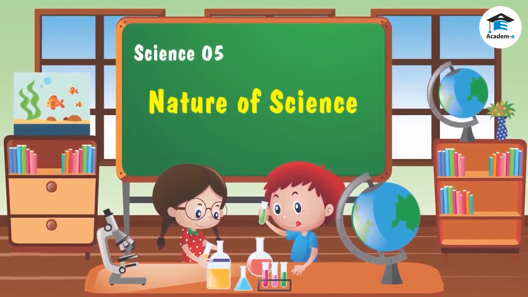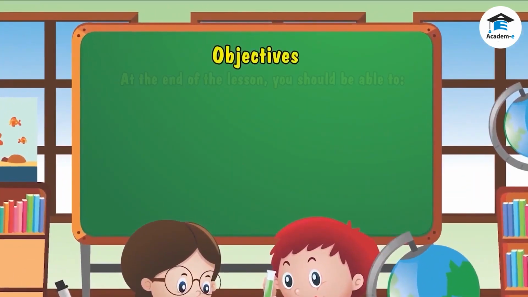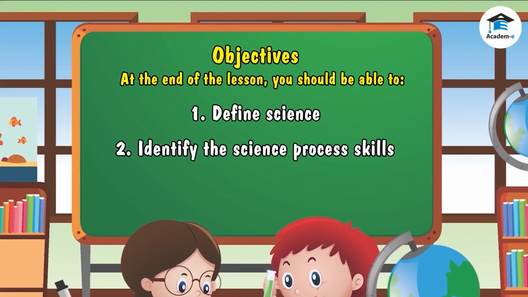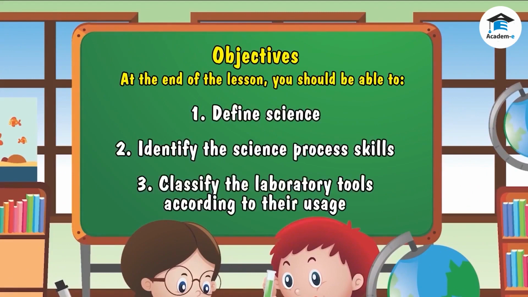Science 5. Nature of science. Objectives. At the end of the lesson, you should be able to define science, identify the science process skills, classify the laboratory tools according to their usage.